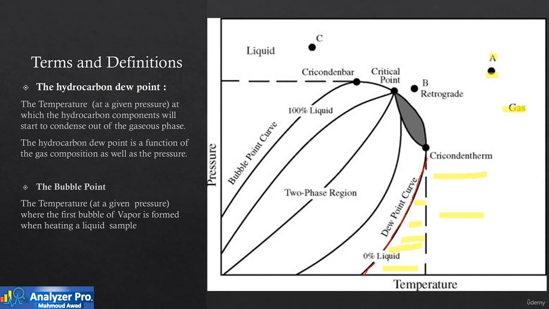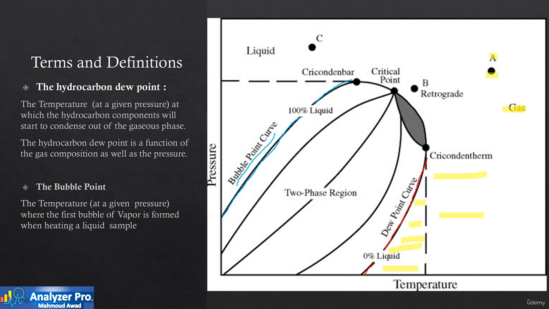The bubble point is the temperature, at a given pressure, where the first bubble of vapor is formed when heating a liquid, meaning that it is the temperature at which the liquid sample starts forming gas bubbles. For the same composition, the bubble point temperature changes with sample pressure, so we can draw a curve between the bubble point temperature and pressure and call it the bubble point curve as shown here.